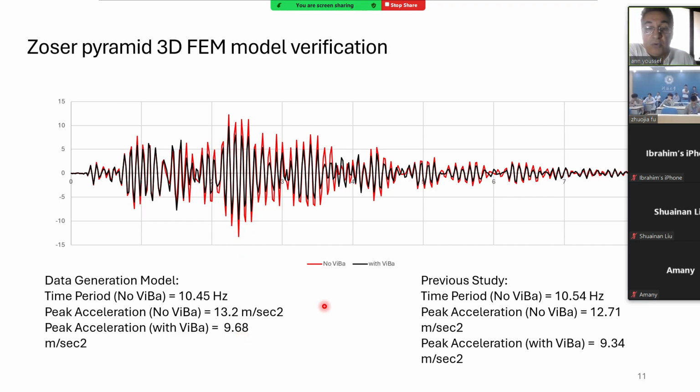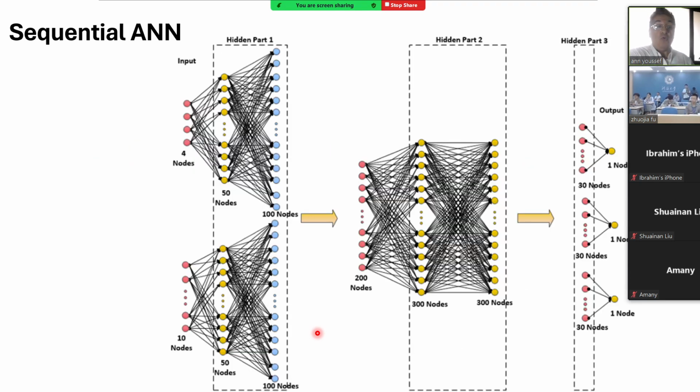So when we design using elastic analysis, that means this is the worst case we have. Okay, and we calibrated our model with VIBA and without VIBA, obtained from the stochastic analysis, and it was very nice. For example, the time period was 10.45 seconds, here 10.54 seconds. The peak acceleration was 13 something, here is 20.7. And the peak acceleration for the VIBA 9.6, here is 9.34.